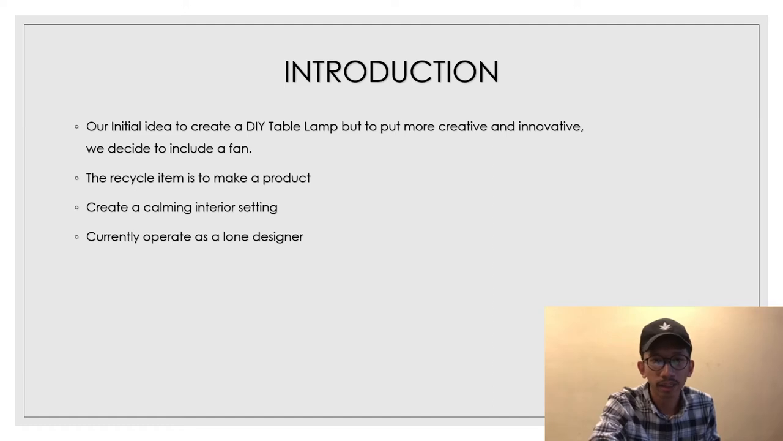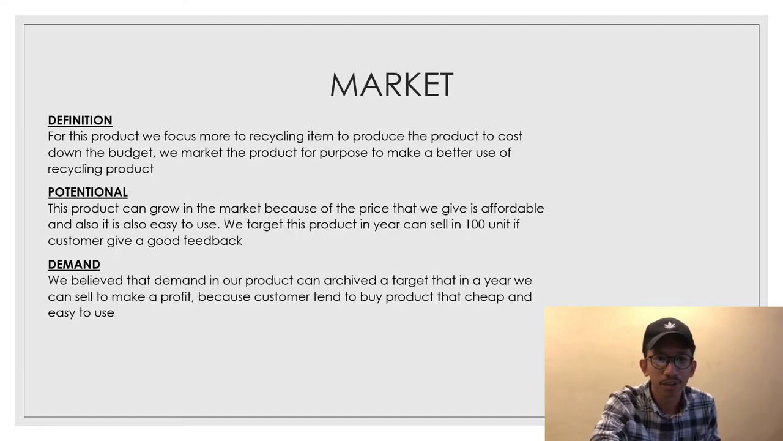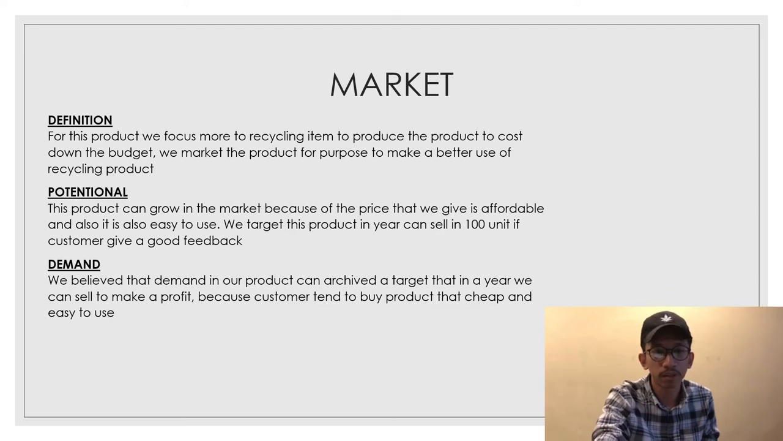Then we are going to market definition. For this product, we focus more on recycled items to produce the product, to cut the cost and budget. We market the product for the purpose of making better use of recycled products. Market potential: this product can grow in the market because the price that we give is affordable. Market demand: we believe that demand for our product can achieve a target that in a year we can sell enough to make a profit, because customers tend to buy products that are cheap and easy to use.